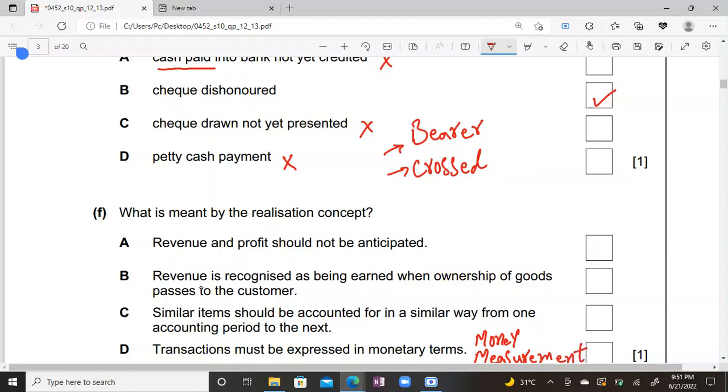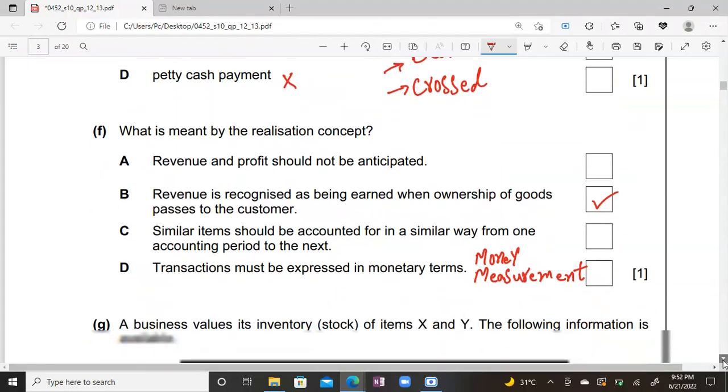So here our right answer is revenue is recognized as being earned when the ownership of goods passes to the customer. This is the definition of the realization concept as well. Let's go to the next multiple choice question.